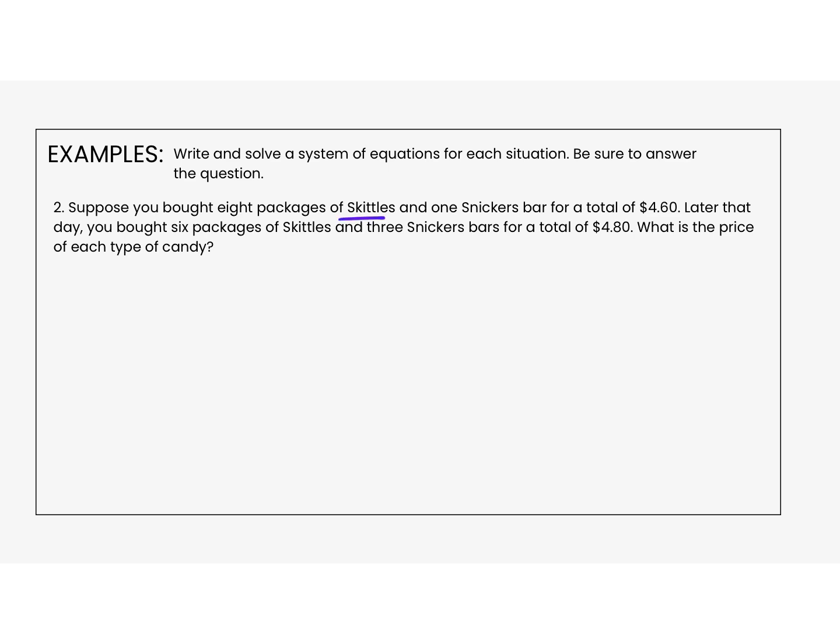So our two variables that we're looking at here are Skittles and Snickers bars. So again, let's define those. I'm going to say X equals Skittles and Y equals Snickers. And that's just going to help us put context to our equations that we write.